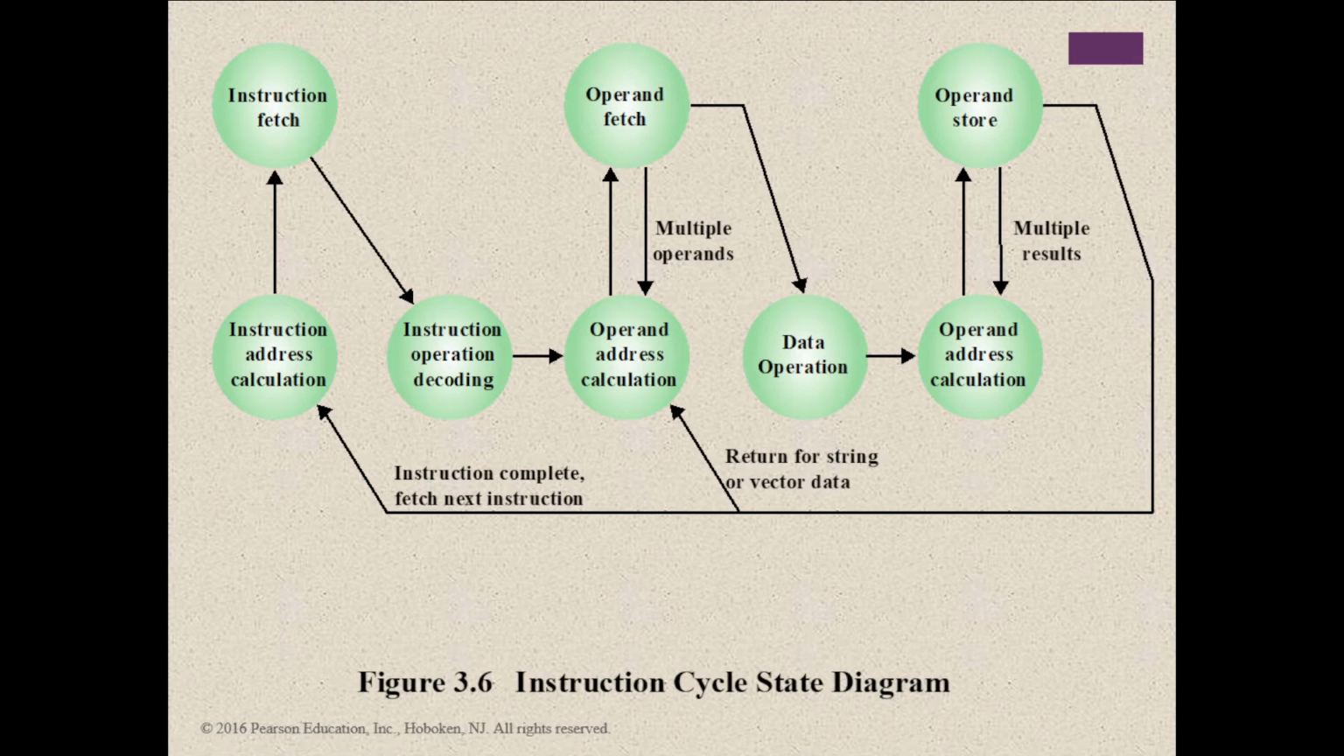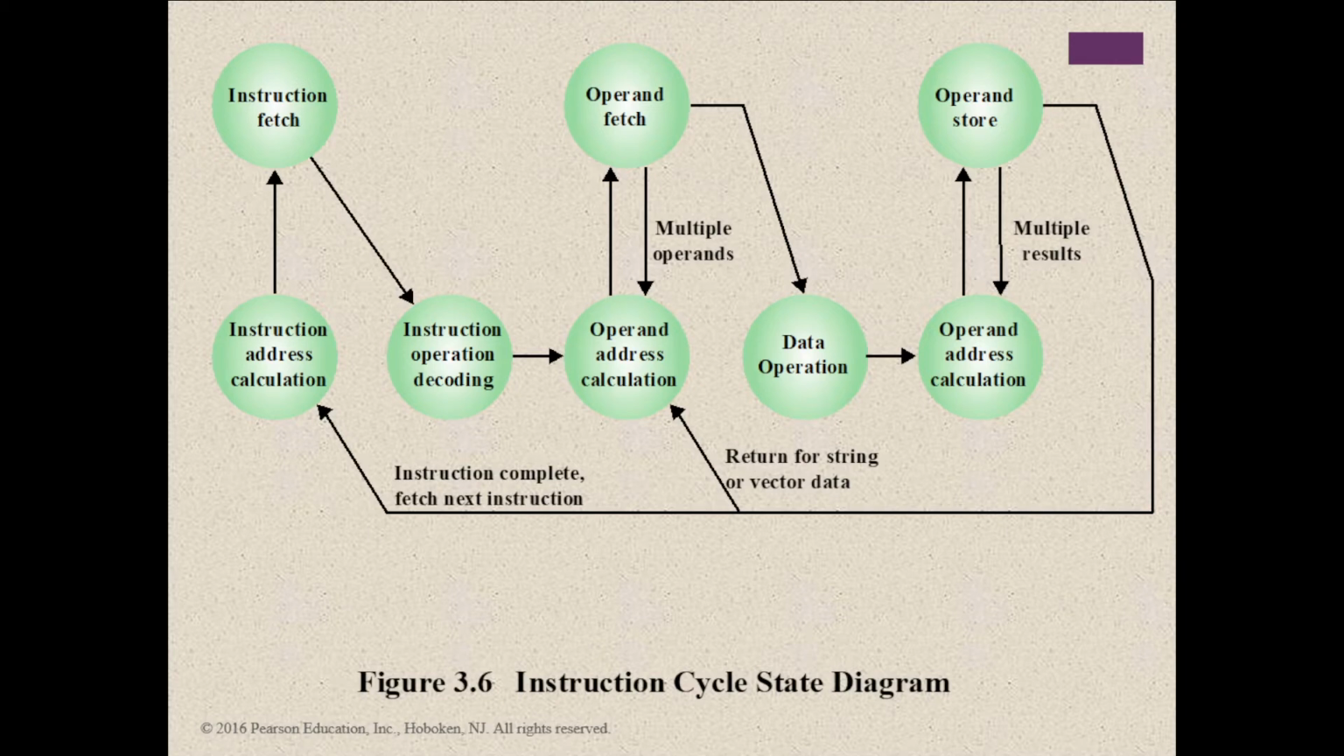Next, we have the instruction fetch, or the IF. Read the instruction from its memory location into the processor. Then next, we have the instruction operation decoding, or the IOD. Analyze the instruction, determine the type of operation to be performed and the operands to be used. And then next, we have the operand address calculation, or the OAC. If the operation involves reference to an operand in memory or available via I/O, then determine the address of the operand.